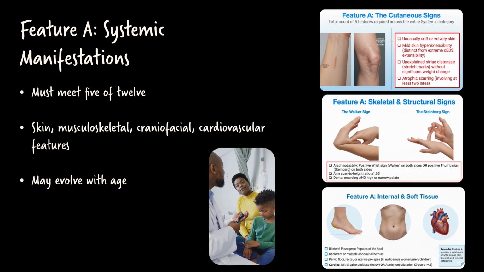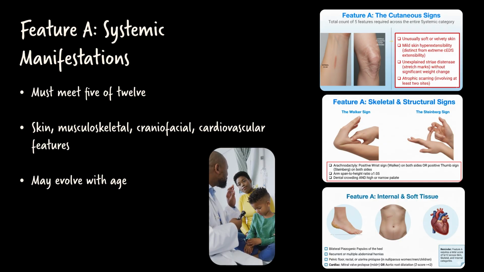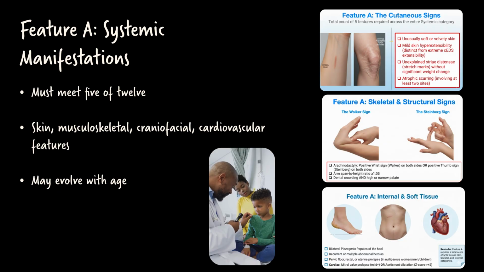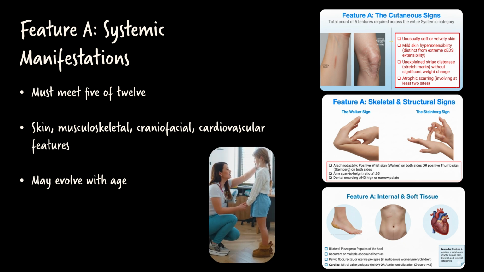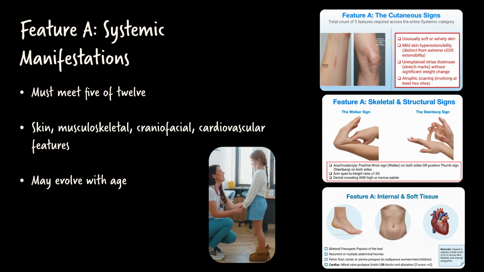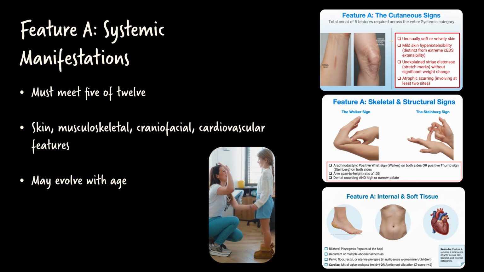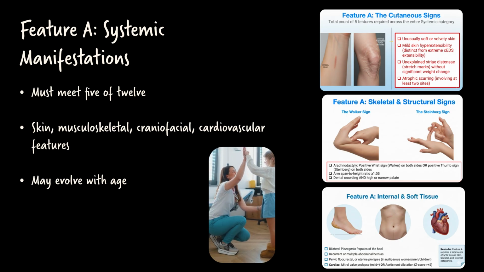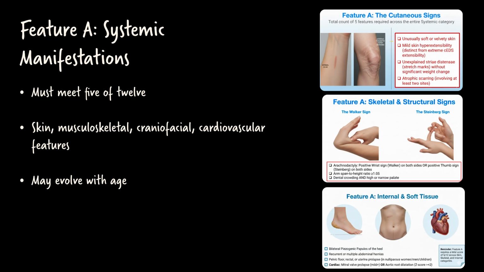Feature A focuses on systemic manifestations of a generalized connective tissue disorder. To meet Feature A, a patient must demonstrate at least 5 of 12 defined clinical features spanning the skin, musculoskeletal, cranial, facial, and cardiovascular systems. Importantly, these features may evolve over time, with some becoming more apparent with age, while others may lessen or change in presentation. This underscores the importance of longitudinal assessment rather than a single point-in-time evaluation.